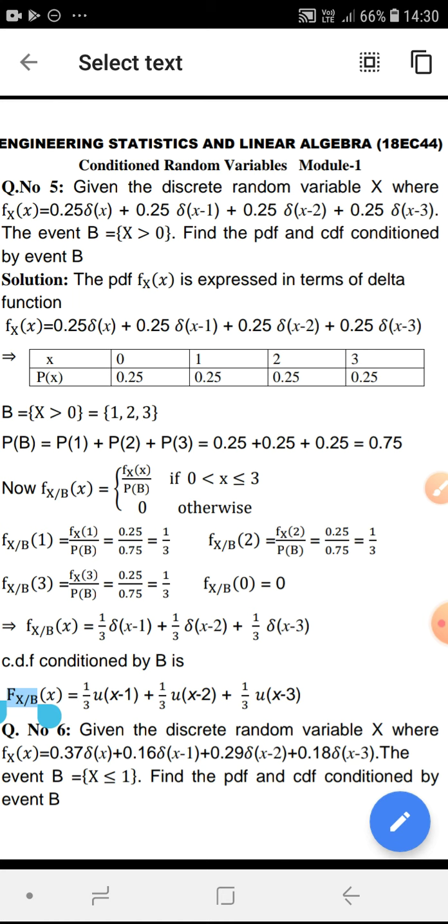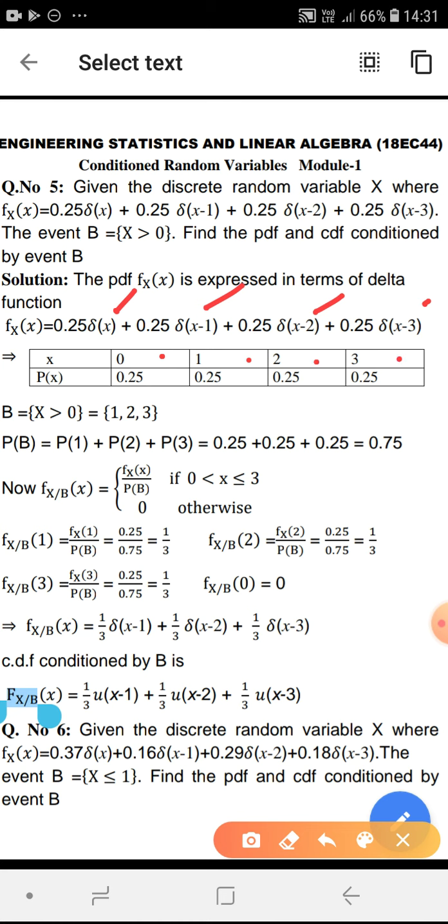From this representation of the probability density function of the discrete random variable x, we can make out what the x values are. In the first term it is delta of x, or delta of x minus 0. So one x value is 0. In the second term you have delta of x minus 1. So the next x value will be 1. Similarly the succeeding x values are 2 and 3. So x values are 0, 1, 2 and 3.